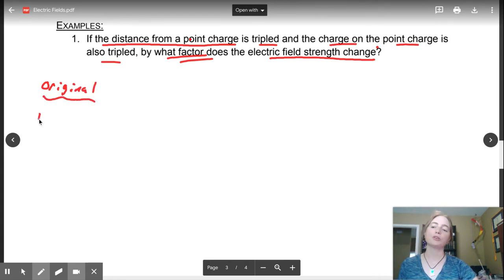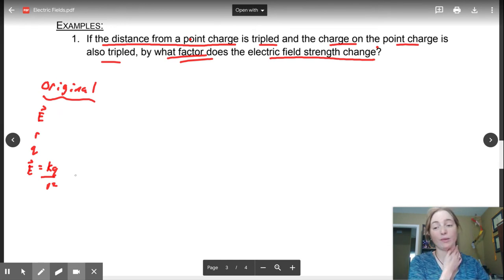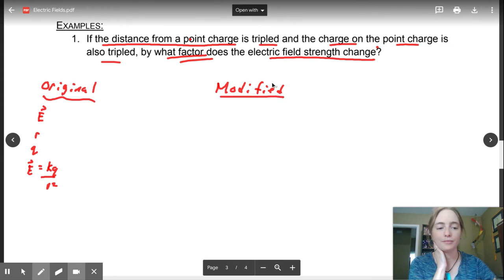Okay, so we know we have an electric field. We know we have a distance, and we know that we have a charge. We don't have any actual values for them, but we also know that E is equal to KQ over R squared. That's all we got, but that's all we need. So therefore, we're going to go to our modified, and we are going to have E prime equal to KQ prime over R prime squared as our equation.